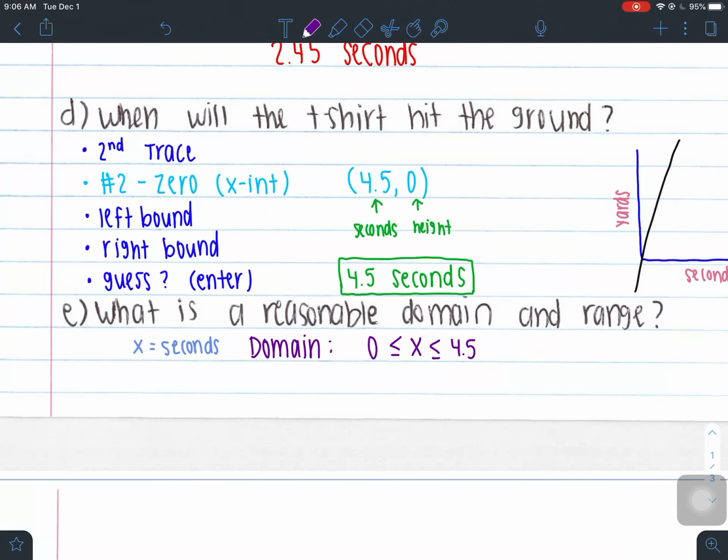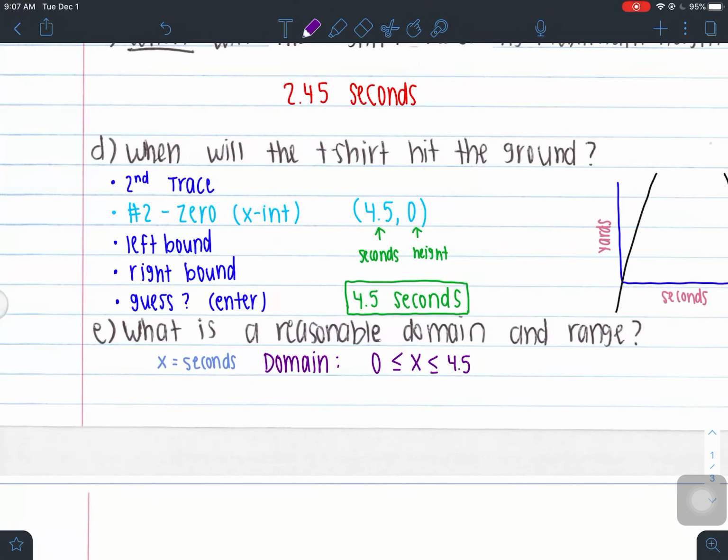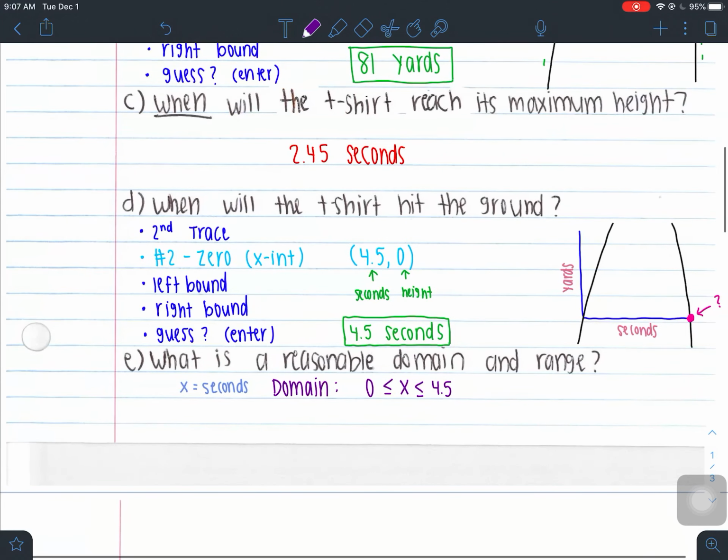Okay, let's review that. X is seconds and X is domain, right? Domain is X value. So you're looking at all your possible X values. It's not all real numbers here because it is a real problem. You're not asked to do a random graph here. So anytime it's a word problem, it's not going to be all real numbers. Or it's probably not going to be all real numbers.